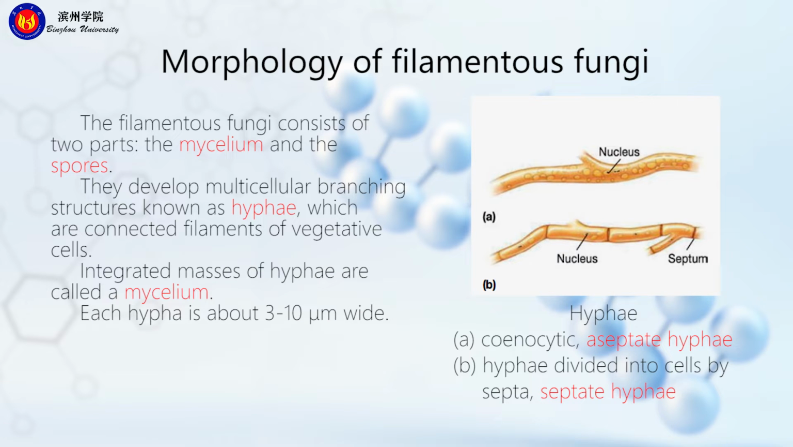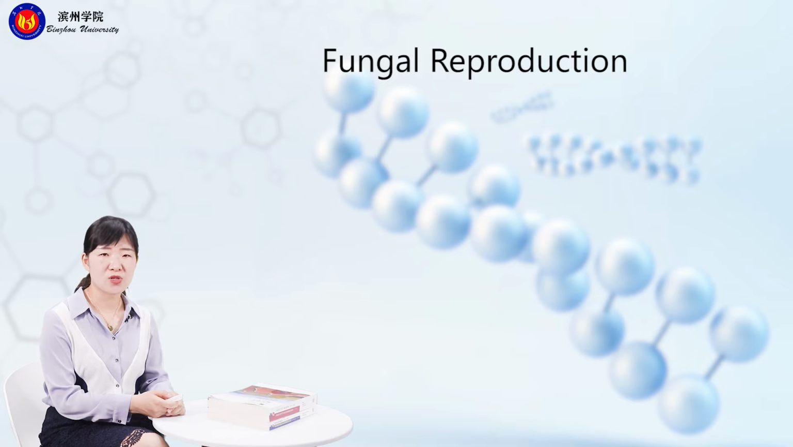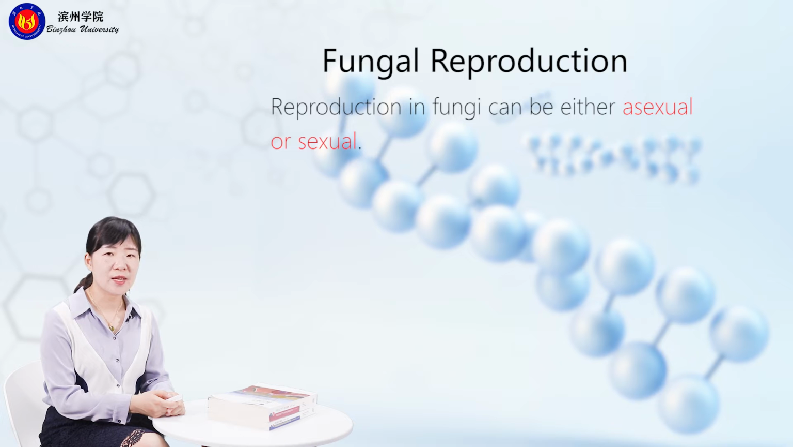Integrated masses of hyphae are called a mycelium. Each hypha is about 3 to 10 micrometers wide. Fungal reproduction. Reproduction in fungi can be either asexual or sexual.